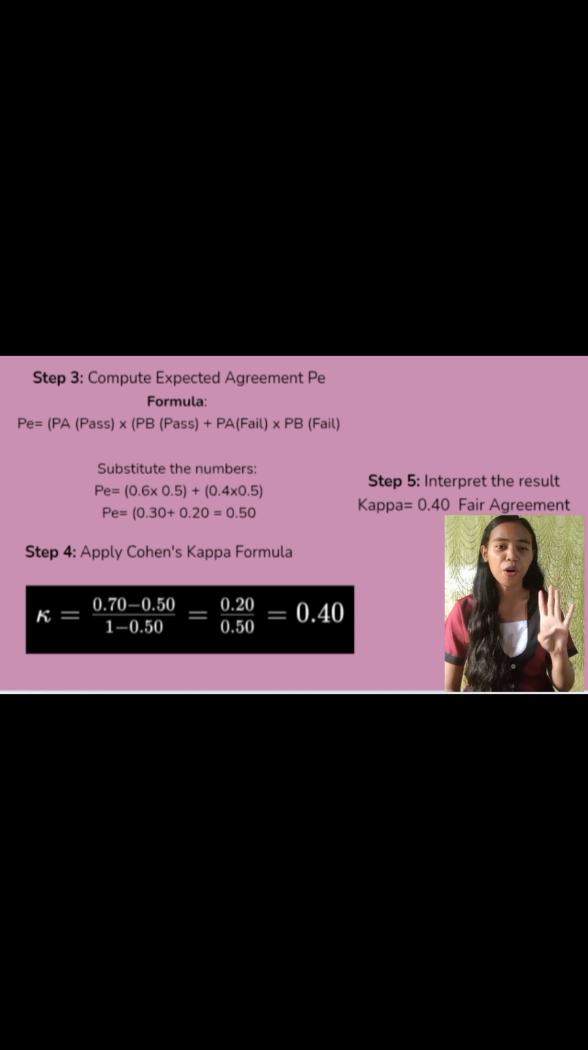And then step 4. Apply the Cohen's kappa formula. Kappa equals 0.70 minus 0.50 divided by 1 minus 0.50. That is 0.20 divided by 0.50, which equals 0.40. So, step 5. Interpret the result. A kappa value of 0.40 indicates fair agreement.